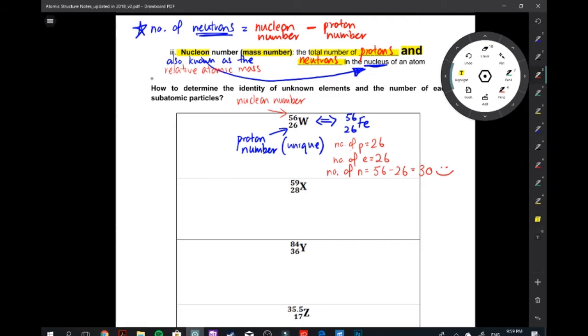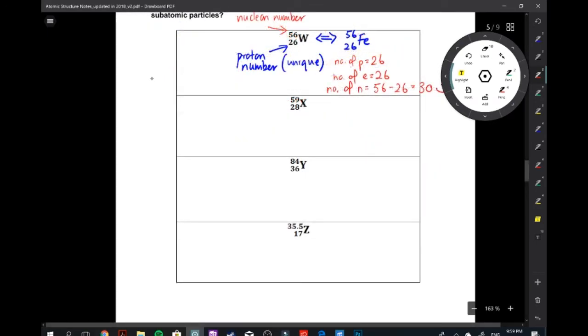Now, using the same method, try to answer the remaining questions that you see over here. Okay, you notice certain things that are a little unusual, things that you haven't learned before, and we'll cover some of these in class itself.